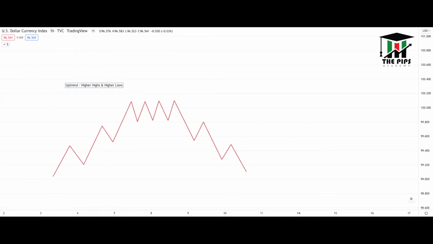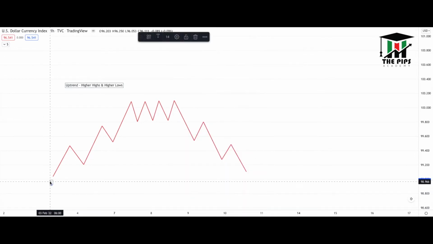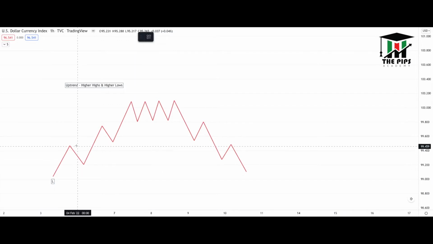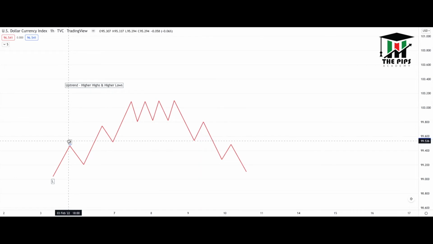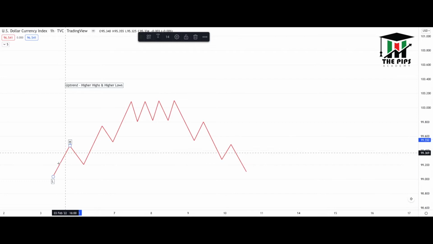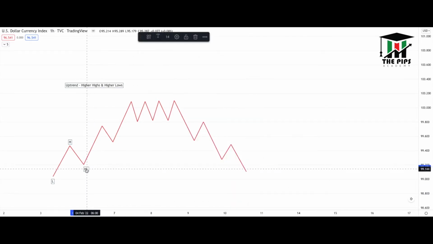In this uptrend, this first point here that we drew on this example will be considered as our initial low. Our next point is a high, because this is the first high. From the low to the high, this is considered a leg of structure. From there, our next point is a higher low, because this point here is higher than the previous initial low.